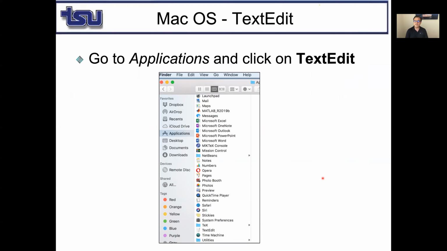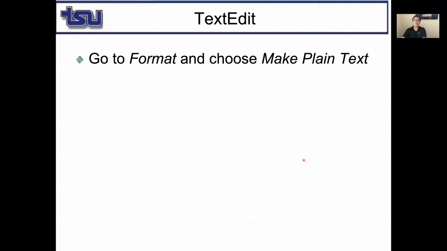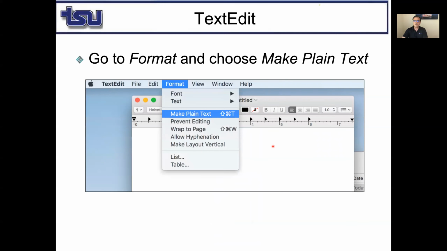All you need to do is bring up TextEdit. TextEdit is located under Applications, right here. When you bring it up, TextEdit is a text editor, but the default type is set as rich text format. In one of the previous videos I already explained how to change certain settings of TextEdit, but I'm going to explain here again. First, go to Format, make plain text, because that's all we need.